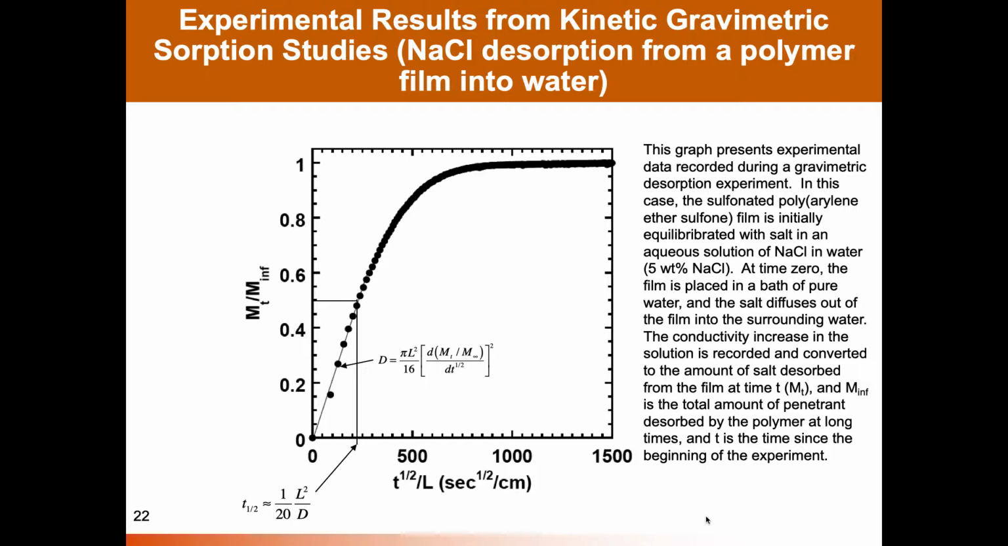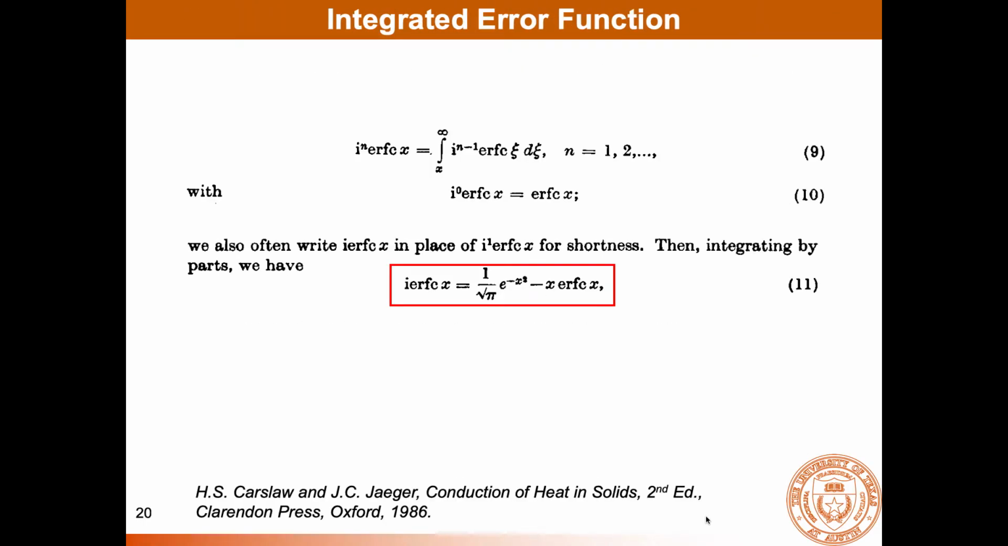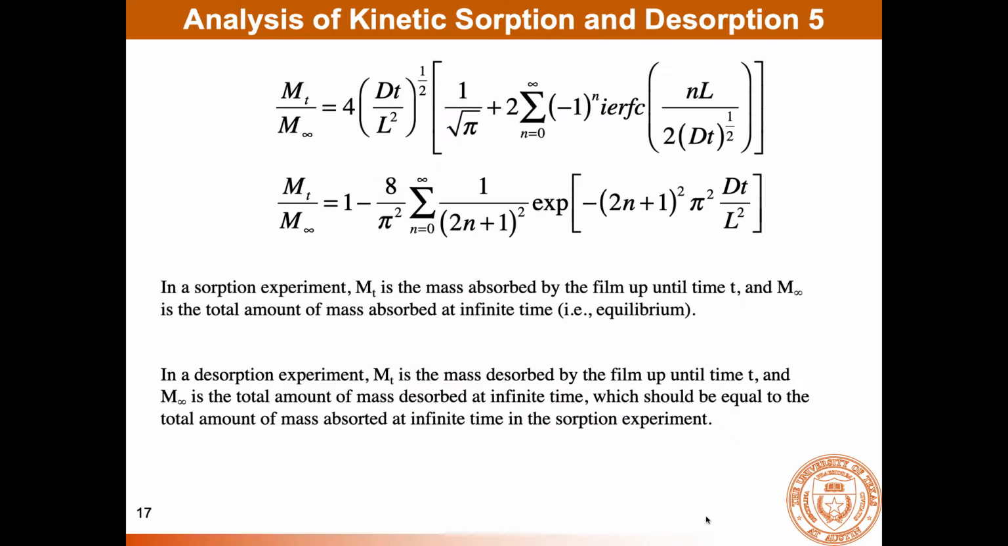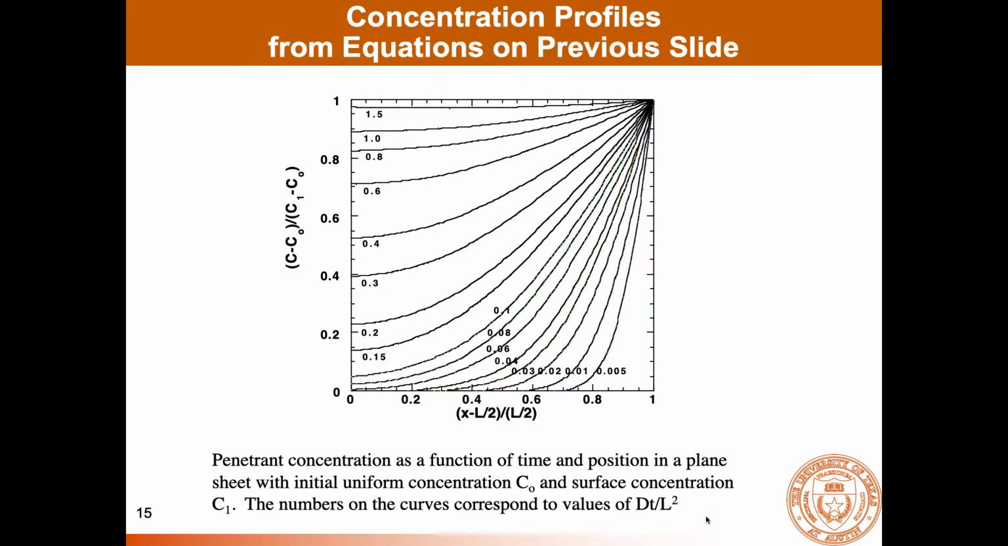Now initially, the fractional mass uptake is always linear with the square root of time, but it has to eventually bend over and approach 1 as the sample comes to equilibrium. The reason it's linear initially, you can see if you look back at the concentration profile briefly. So initially, if you imagine again that there's a mirror image of this concentration profile on the other side where the penetrant is diffusing in from both sides of the sample, at very short times, the concentration of penetrant at the center of the sample is 0.